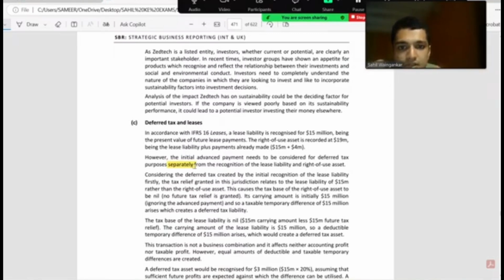So considering the deferred tax created by the initial recognition of the lease liability, firstly the tax relief granted in this jurisdiction relates to lease liability of 15 million rather than right of use asset. This causes the tax base of right of use asset to be nil. Right, as you said, and the carrying amount is initially 15 million and so the taxable temporary difference is 15 million which gives rise to deferred tax liability.